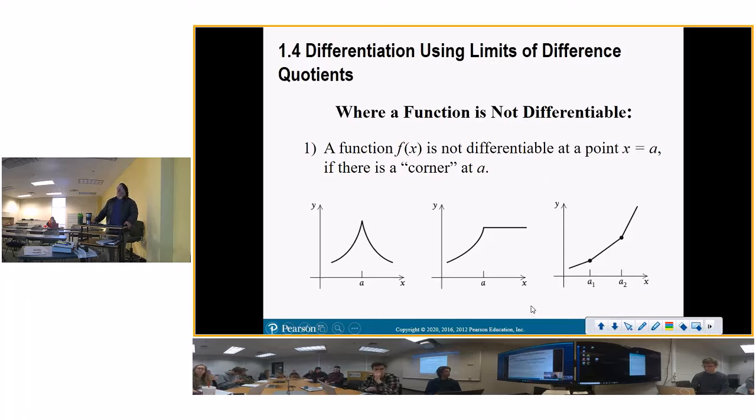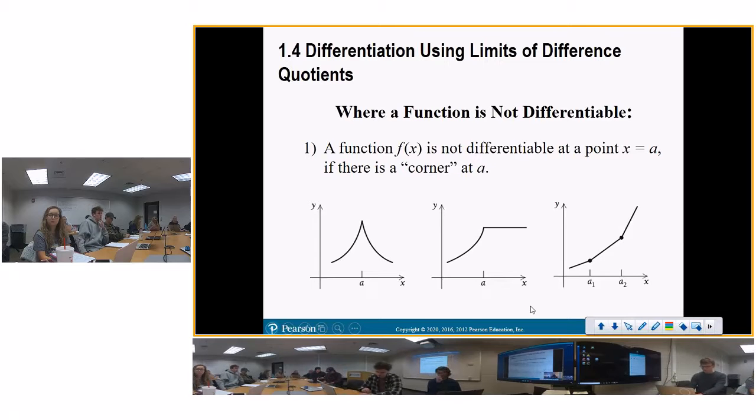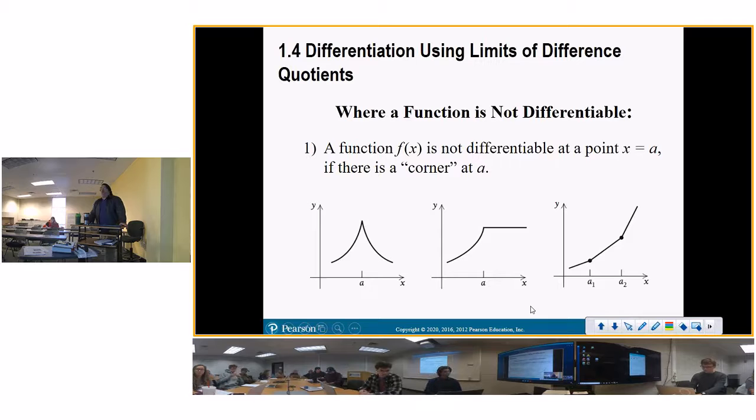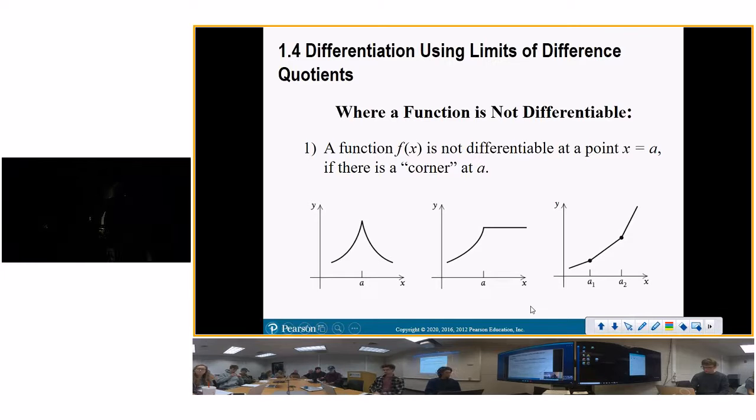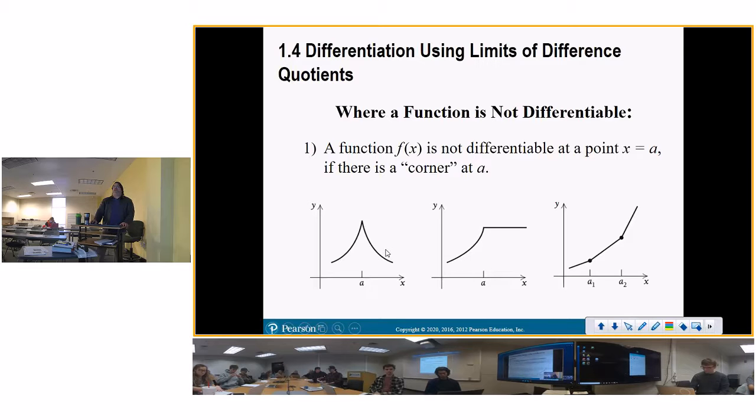A function is not differentiable, that's what it's called, at point A where there is a what? A corner. Why? Because at a corner there's no slope. Slope is undefined. That's why. So just write those 3 examples down and put an X through them. No derivative at those corners. That's a standardized test question. They'll put one of these and say, does the derivative exist? And you would say what? No, no, no. Okay?